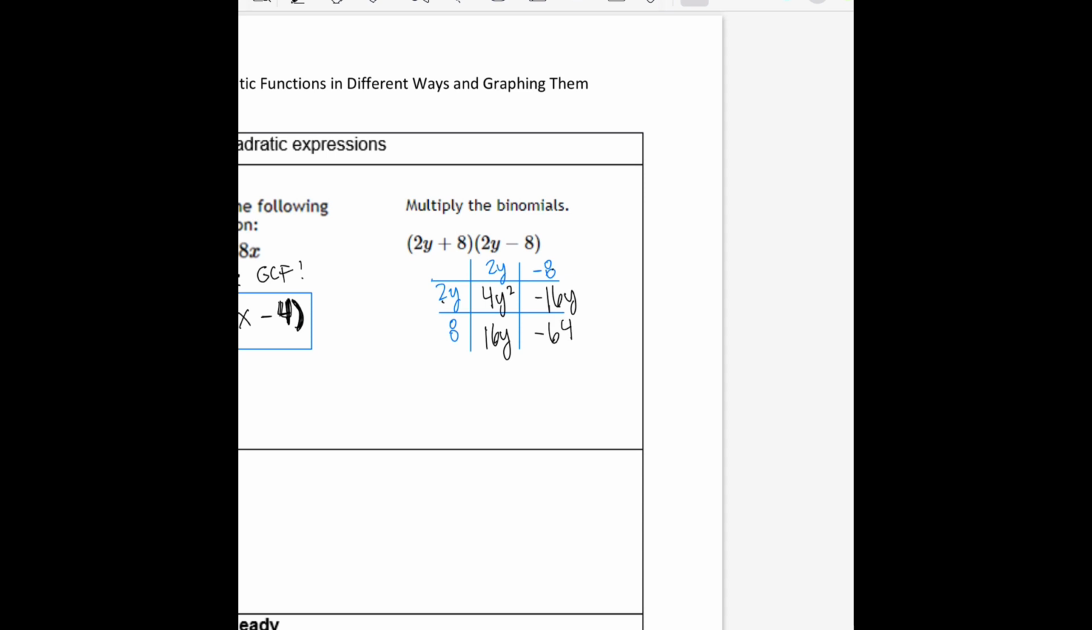And then all you have to do is recognize that you're going to have like terms here. And say, okay, so 4y squared plus 16y minus 16y minus 64. Well, in this case, 16y minus 16y is just 0. So this one actually just turns into a 4y squared minus 64. But you would just combine whatever these terms are. It's just that in this case, it's 0. Okay, there's your answer.